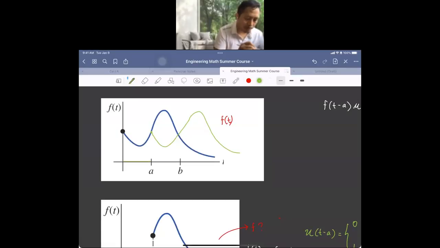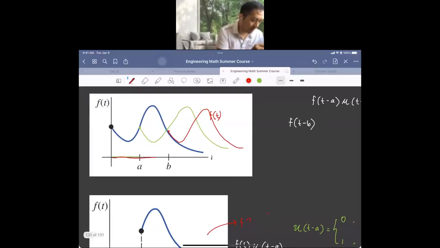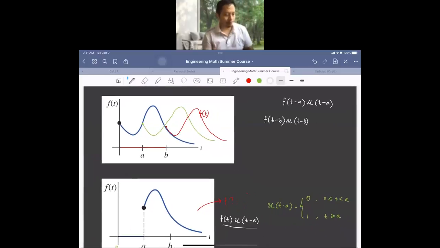Or if you want to shift it with b, we can have, for example, from here, making the same graph, that is f of t minus b. And if you want, we can also make it 0 from 0 to b, and we can write this as the Heaviside of t minus b. So we can shift the graph, and we can add the Heaviside.